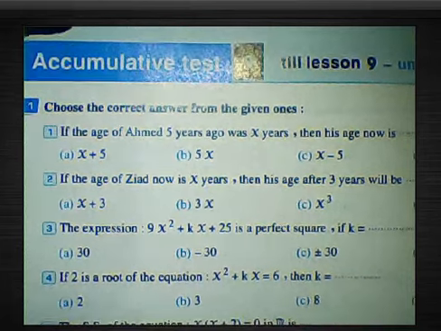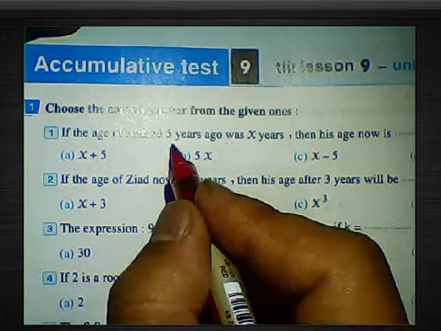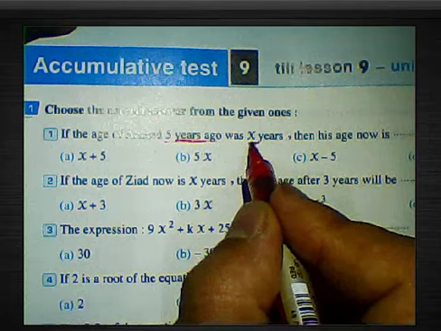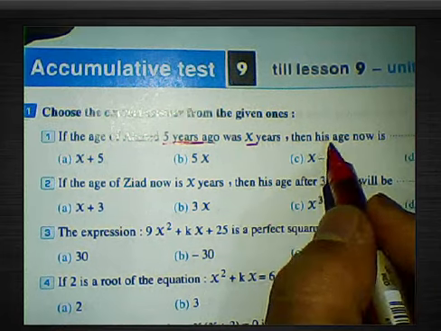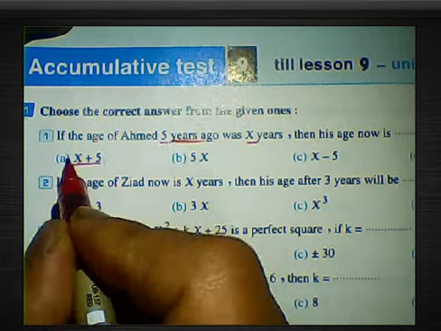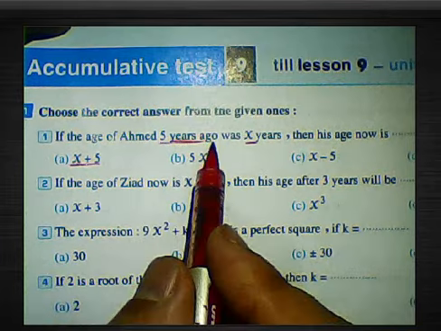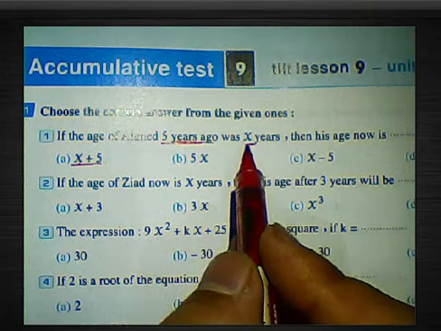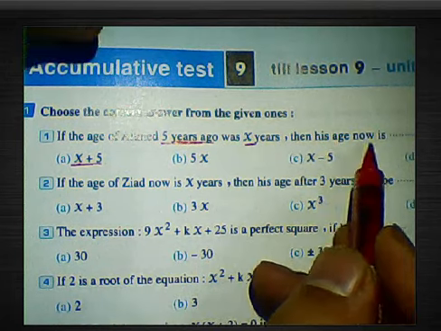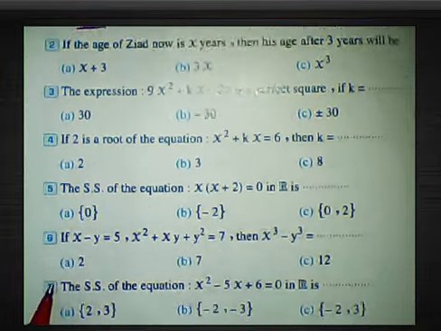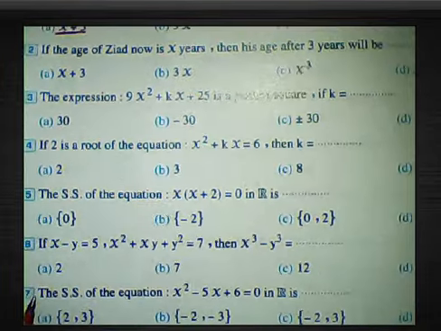Question number 1. If the age of Ahmed 5 years ago was X years, then his age now will be what? Will be X plus 5. Again, the age of Ahmed 5 years ago was X, so then his age now will be X plus 5. We must add 5.